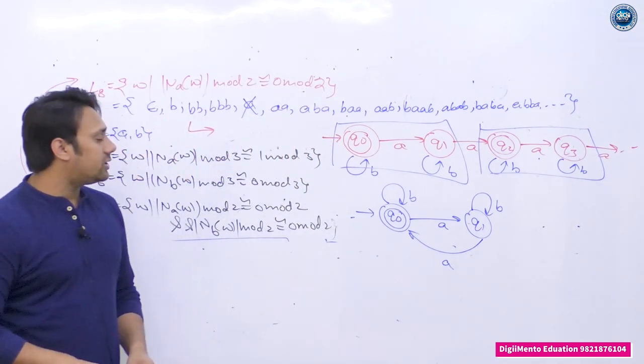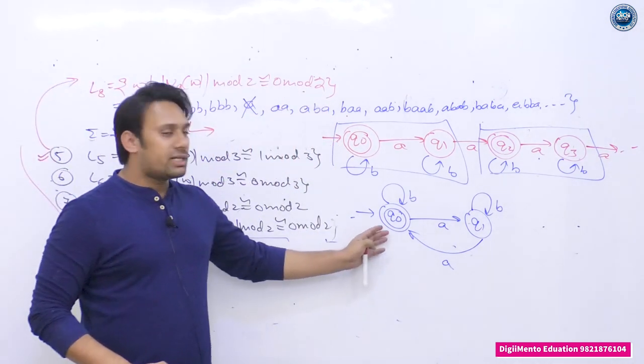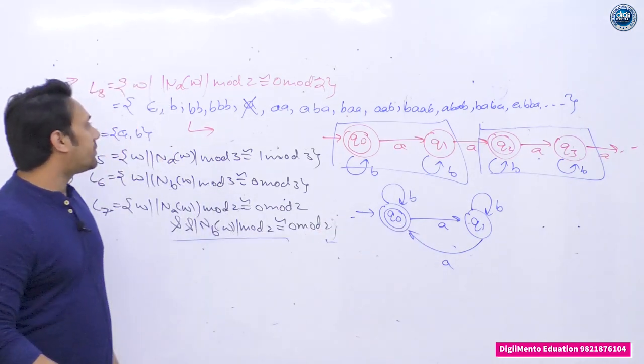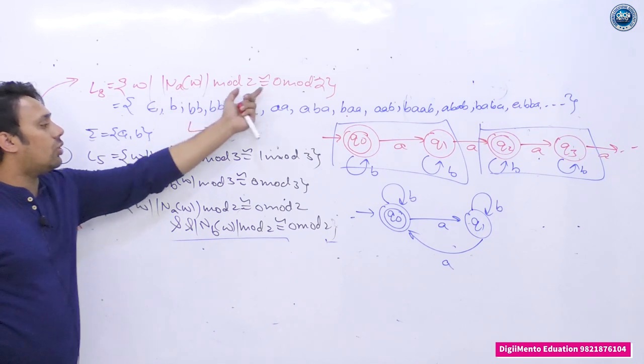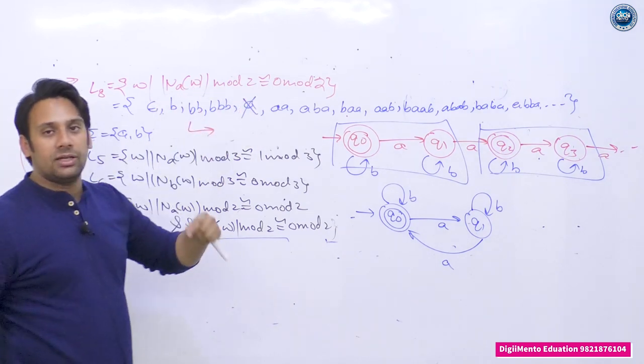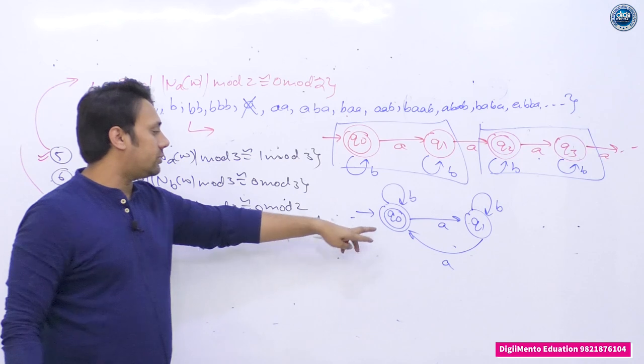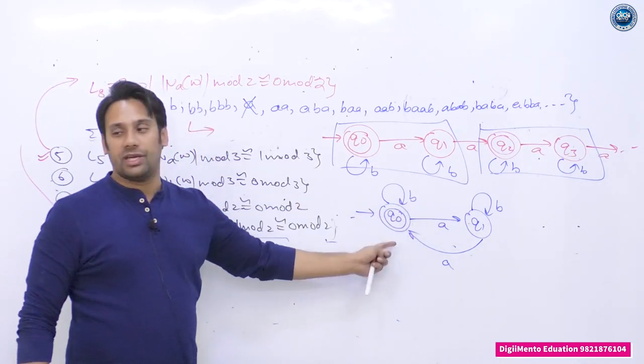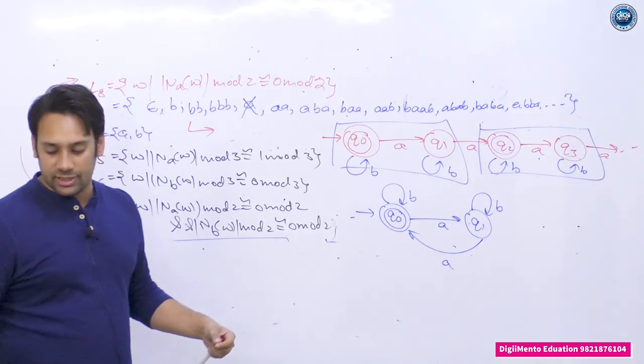Right? So here you can clearly see, we are only counting the number of A's, we are not counting the number of B's. Now the problem was, the number of A's should always be even. B can be anything, B can be odd, doesn't matter. The only thing is, the number of A's should always be even. So whenever you have an even number of A's in this problem, you will always accept it.